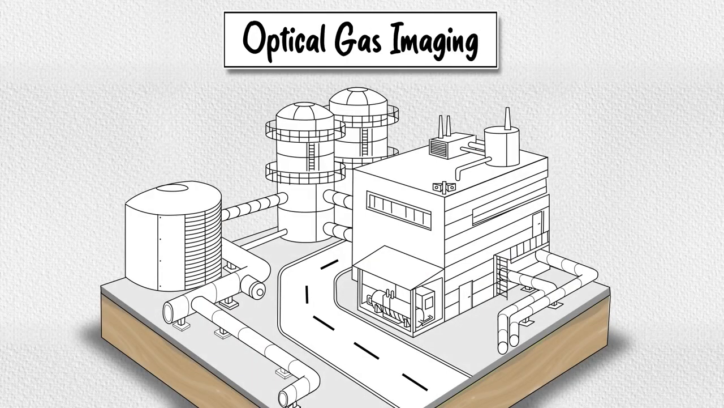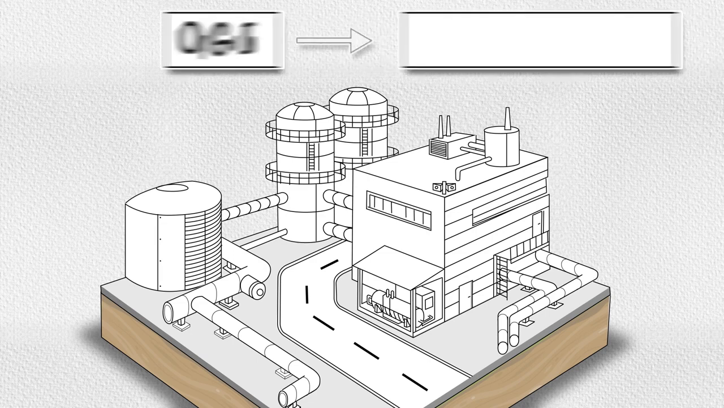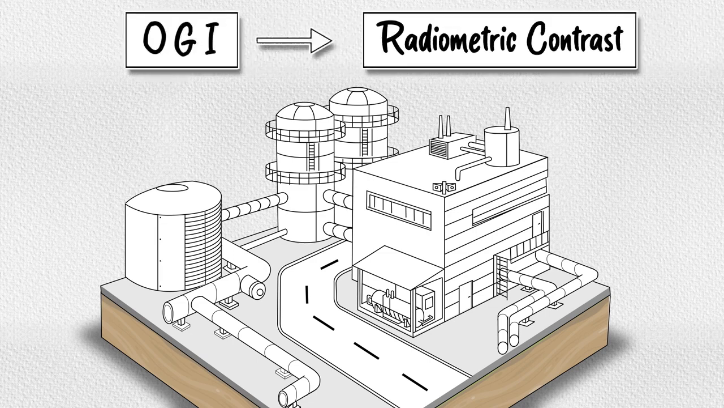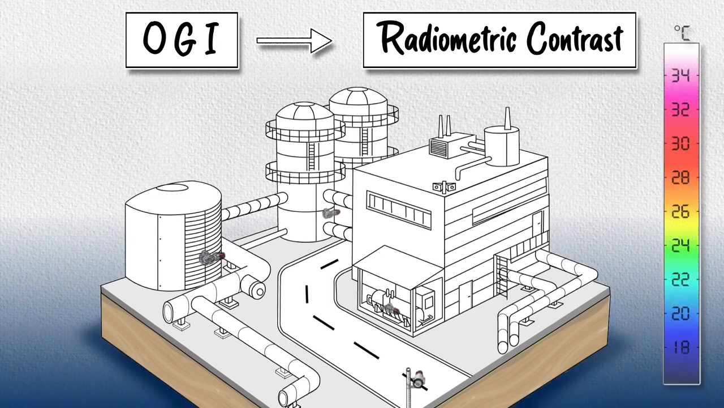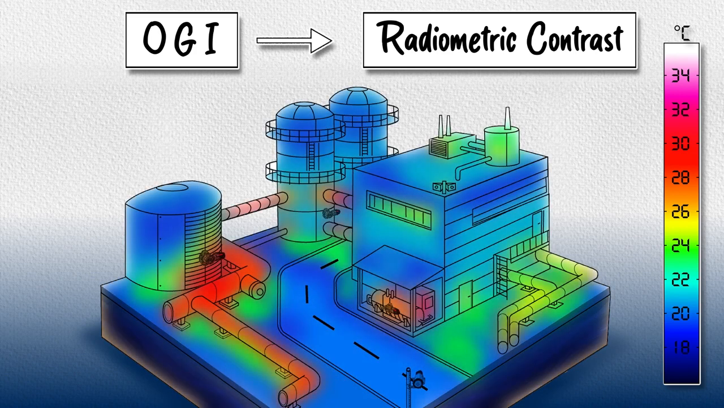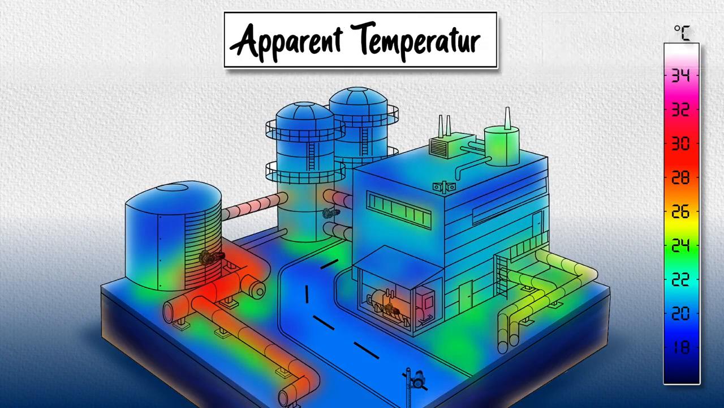To understand optical gas imaging, OGI, we need to first understand the concept of radiometric contrast as it applies to gas detection. Consider an industrial scene where different objects are at different apparent temperatures. Apparent temperature is what an infrared camera will measure when looking at an object. Apparent temperature differs from thermometric temperature. It's lower by some amount. It is typical for the lowest temperature in the scene to be close to the ambient air temperature.